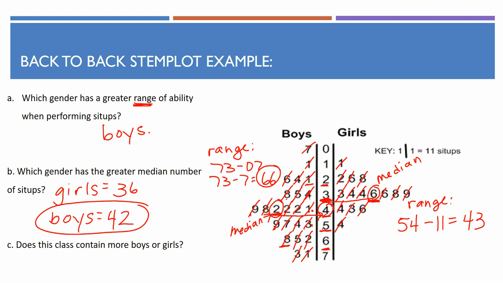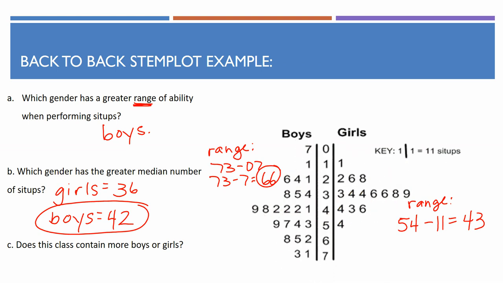And then last question, we haven't really talked about this yet. Does this class contain more boys or girls? So think about it. Each of these leaves represents one girl. Each of these leaves represents one boy. So what you have to do is figure out how many leaves you have for the boys side and how many on the girls side. So you're just counting up the leaves. I'm going to count them up real fast.